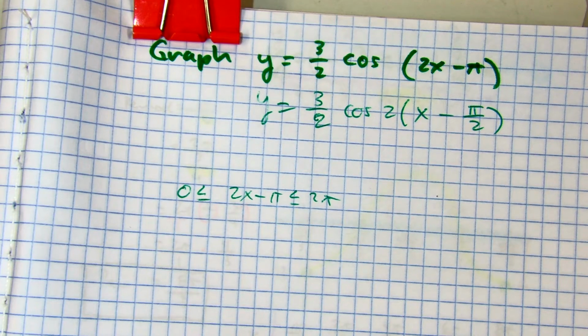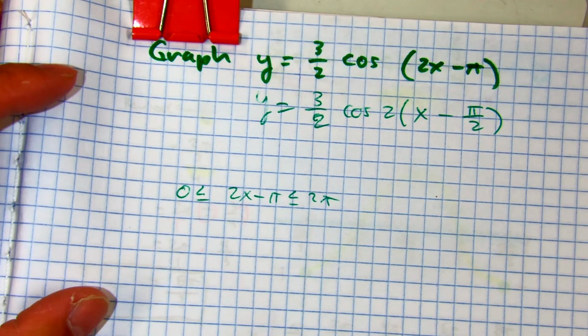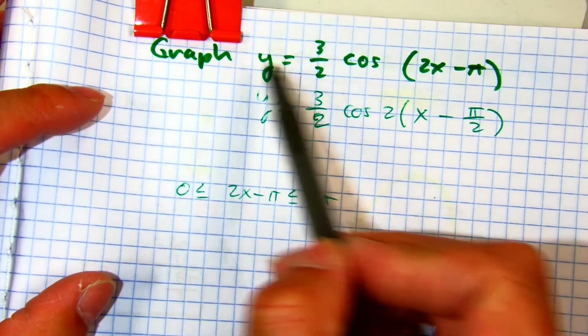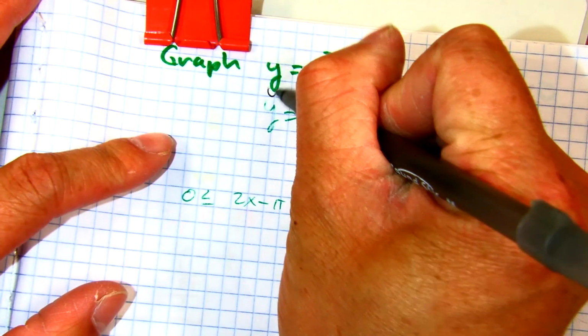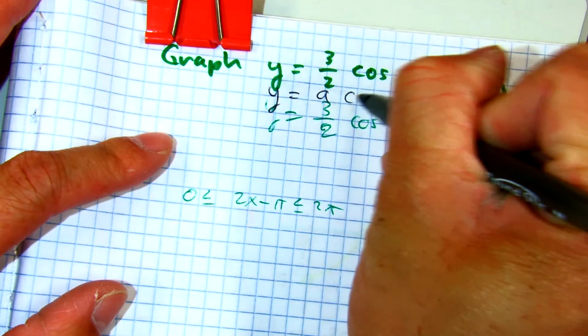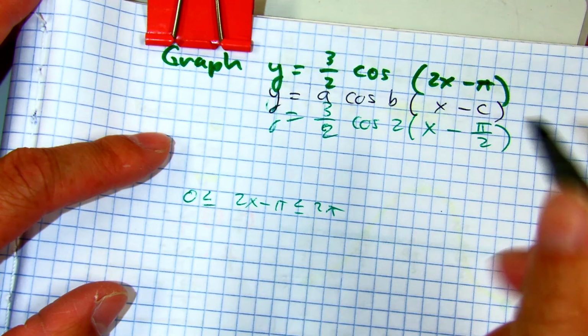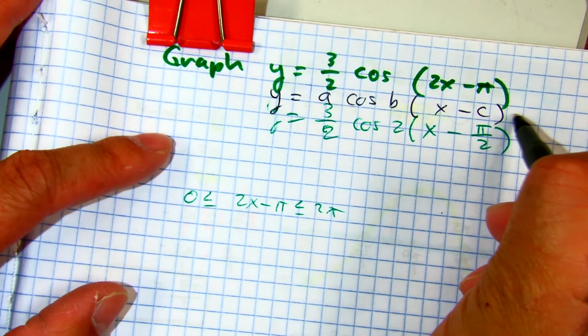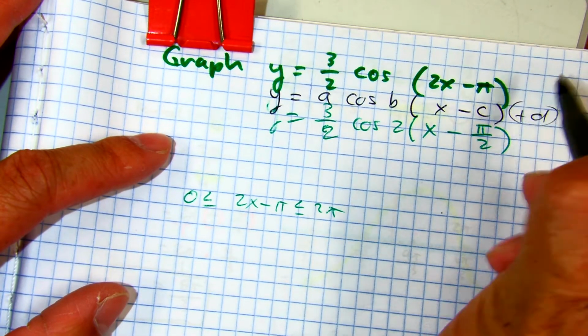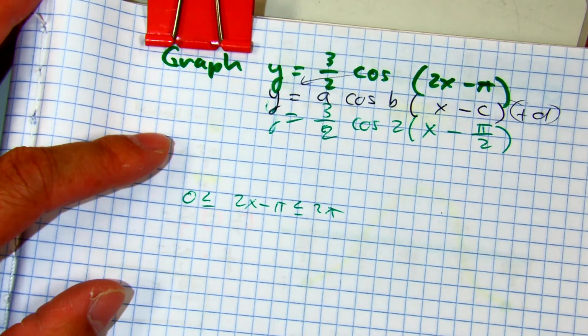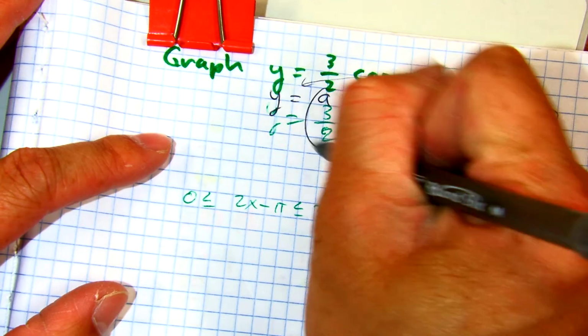Alright, let's go ahead and graph y equals 3/2 cosine parentheses 2x minus pi. I'm just going to identify my letters by writing them above or below this. Y equals a cosine b, then the parentheses x minus c, and then we learned that if you do have a d value, it would be out here, and I'm encouraging you guys to put your d value way on the front. This tells us that your a value is 3/2.